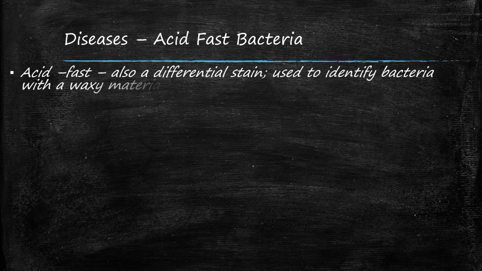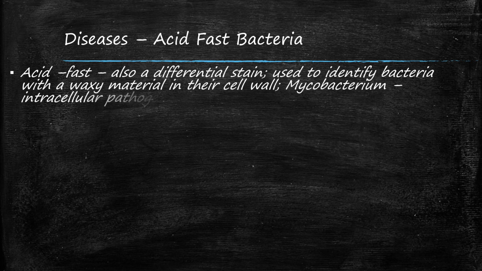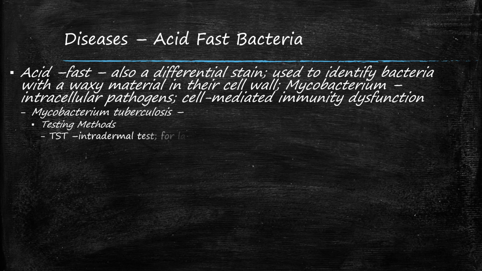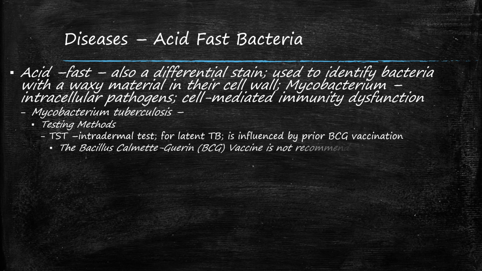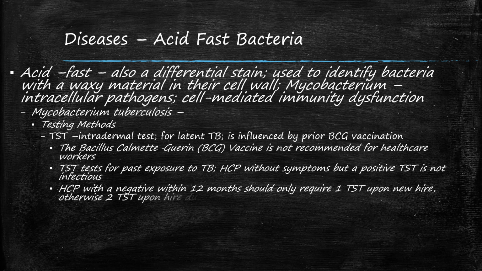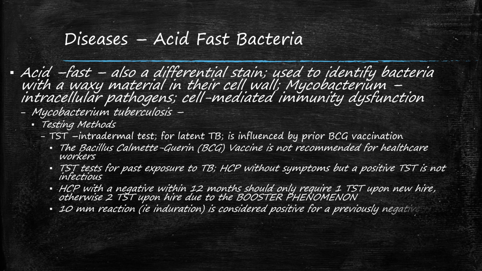Continuing on with the acid-fast bacteria. The acid-fast bacteria are those bacteria that use a different type of differential stain, not a gram stain, but they have a waxy material in the cell wall, so we use the acid-fast stain. Notably of the acid-fast bacteria is Mycobacterium tuberculosis. To test for Mycobacterium tuberculosis, we use either the TST, tuberculin skin test, or the QuantiFERON blood test.